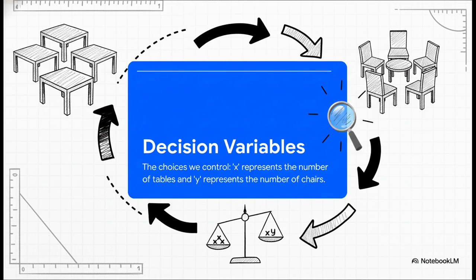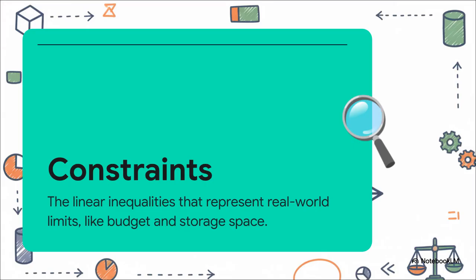First up, we need to name the things we can actually control. We call these our decision variables. So let's just say x is going to be the number of tables we buy, and y will be the number of chairs. Easy enough. These are the two levers we can pull. Next, we have to define the rules of the game, our constraints. First is the money: 2,500 for each table, so 2,500x, plus 500 for each chair, 500y, has to be less than or equal to our 50,000 rupee budget. Then there's the storage space. The number of tables, x, plus the number of chairs, y, has to be less than or equal to 60.